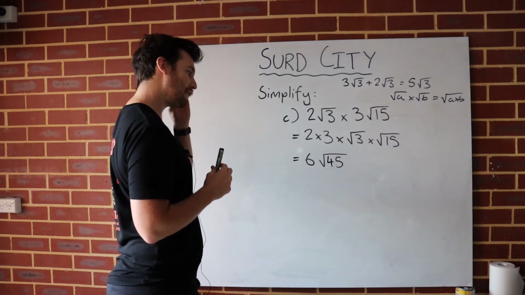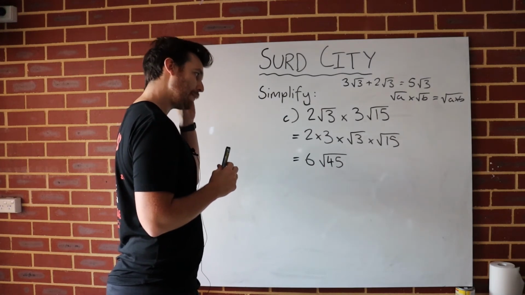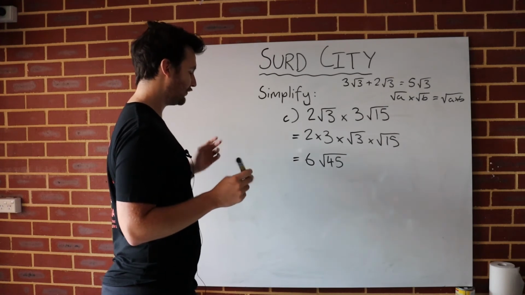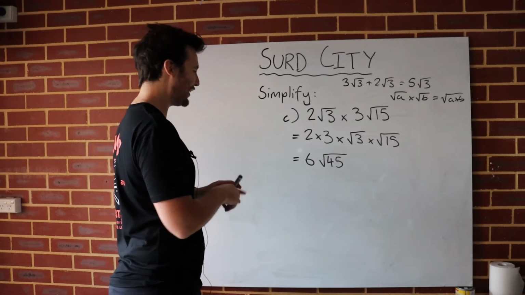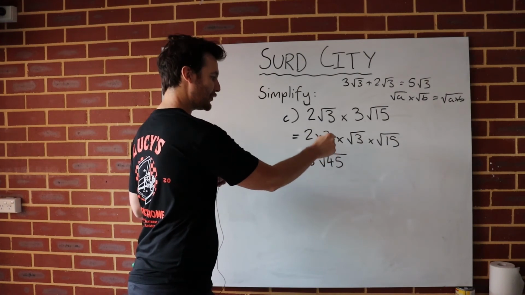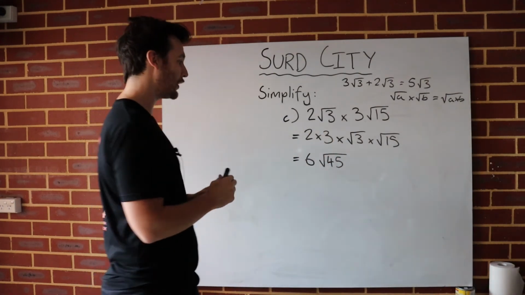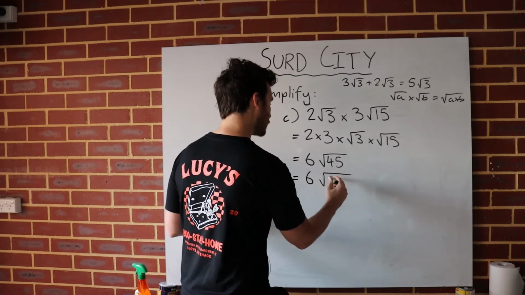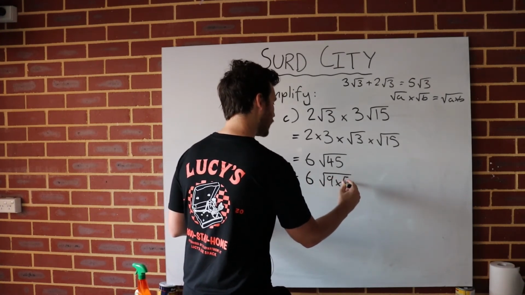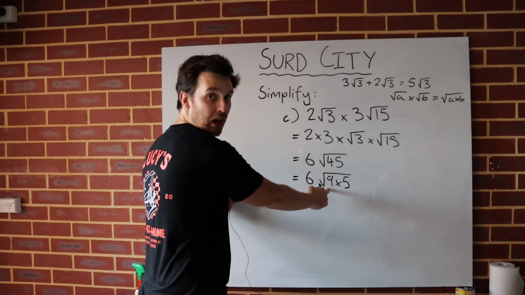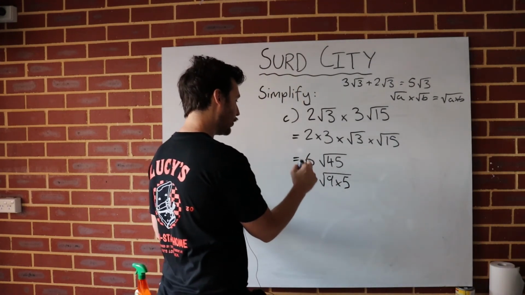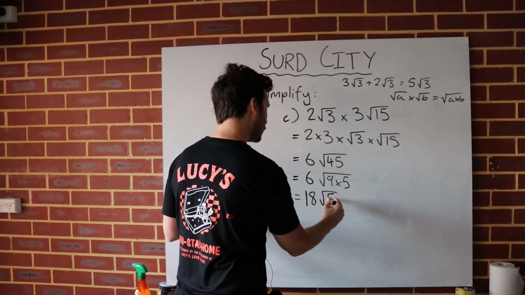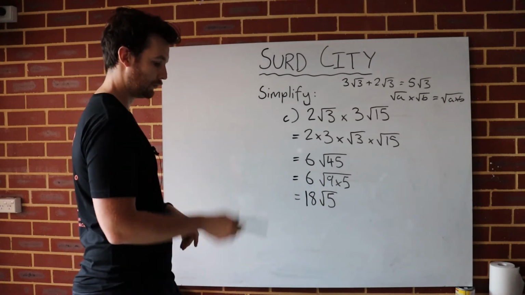Now I'll think of numbers that are square numbers that can fit into 45. So factor pairs of that, got 1 and 45. I'm going to skip to what I know it is because I know that 5 is going to fit into 45 9 times, and 9 is a square number. So again, I'll rewrite that as 6 square root of 9 times 5. The square root of 9 is 3. 3 lots of 6 are 18. So my final answer for that one is 18 square root of 5.